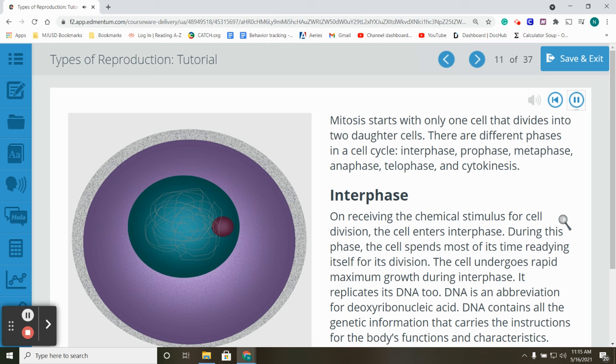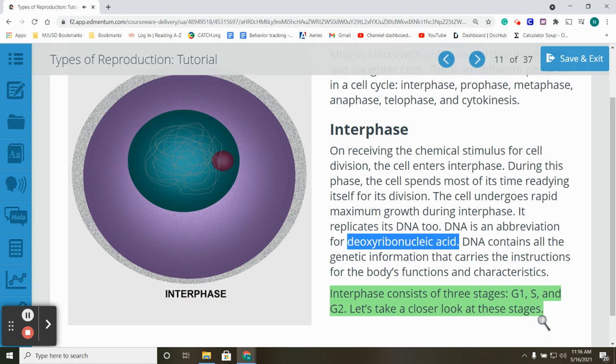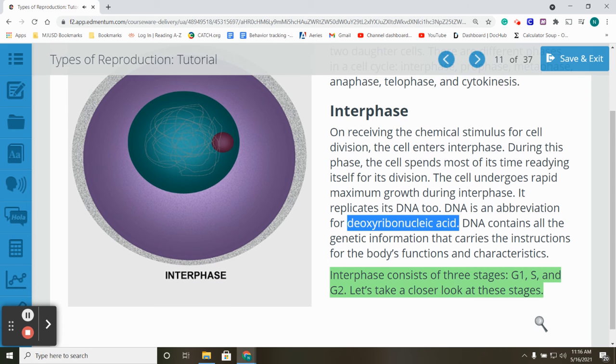It replicates its DNA too. DNA is an abbreviation for deoxyribonucleic acid. DNA contains all the genetic information that carries the instructions for the body's functions and characteristics. Interphase consists of three stages: G1, S, and G2. Let's take a closer look at these stages.